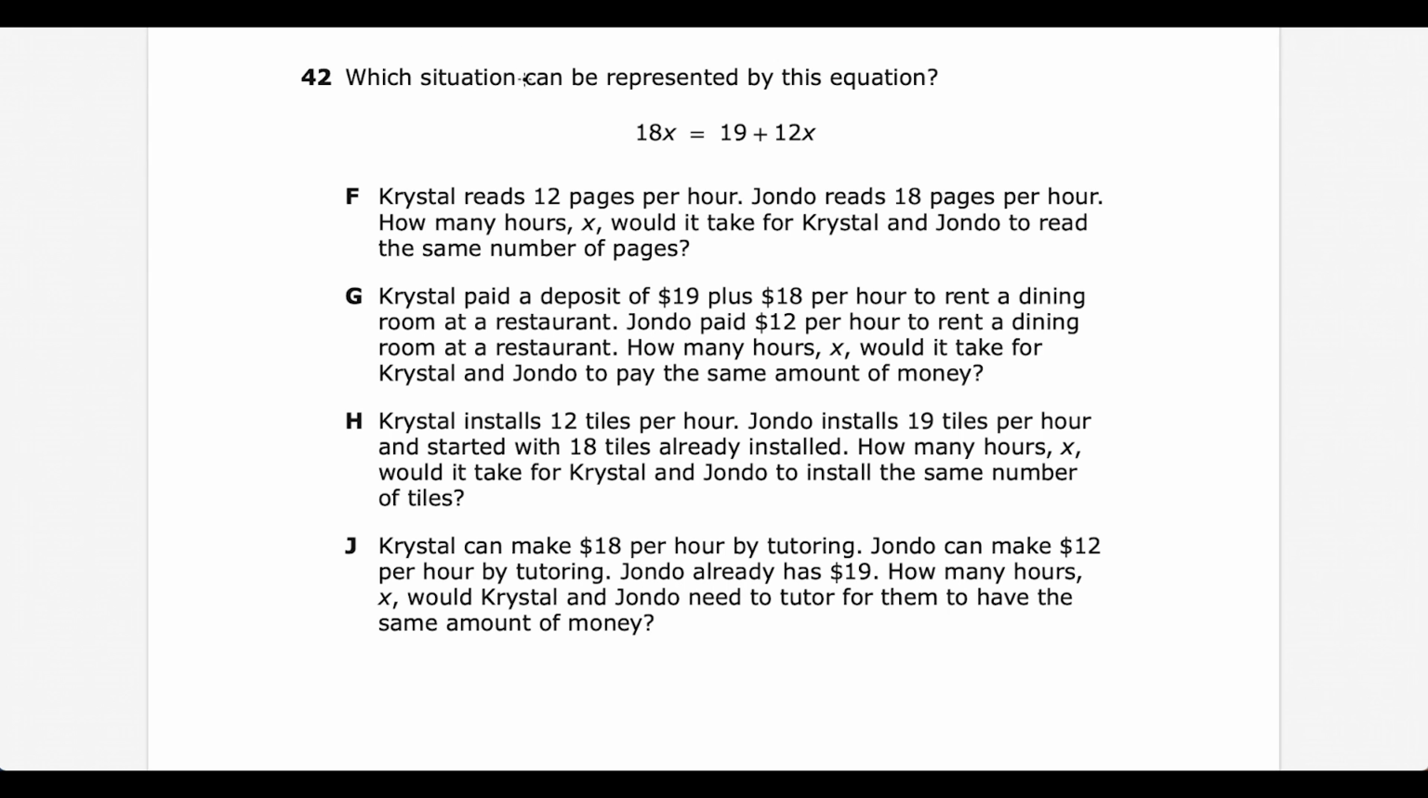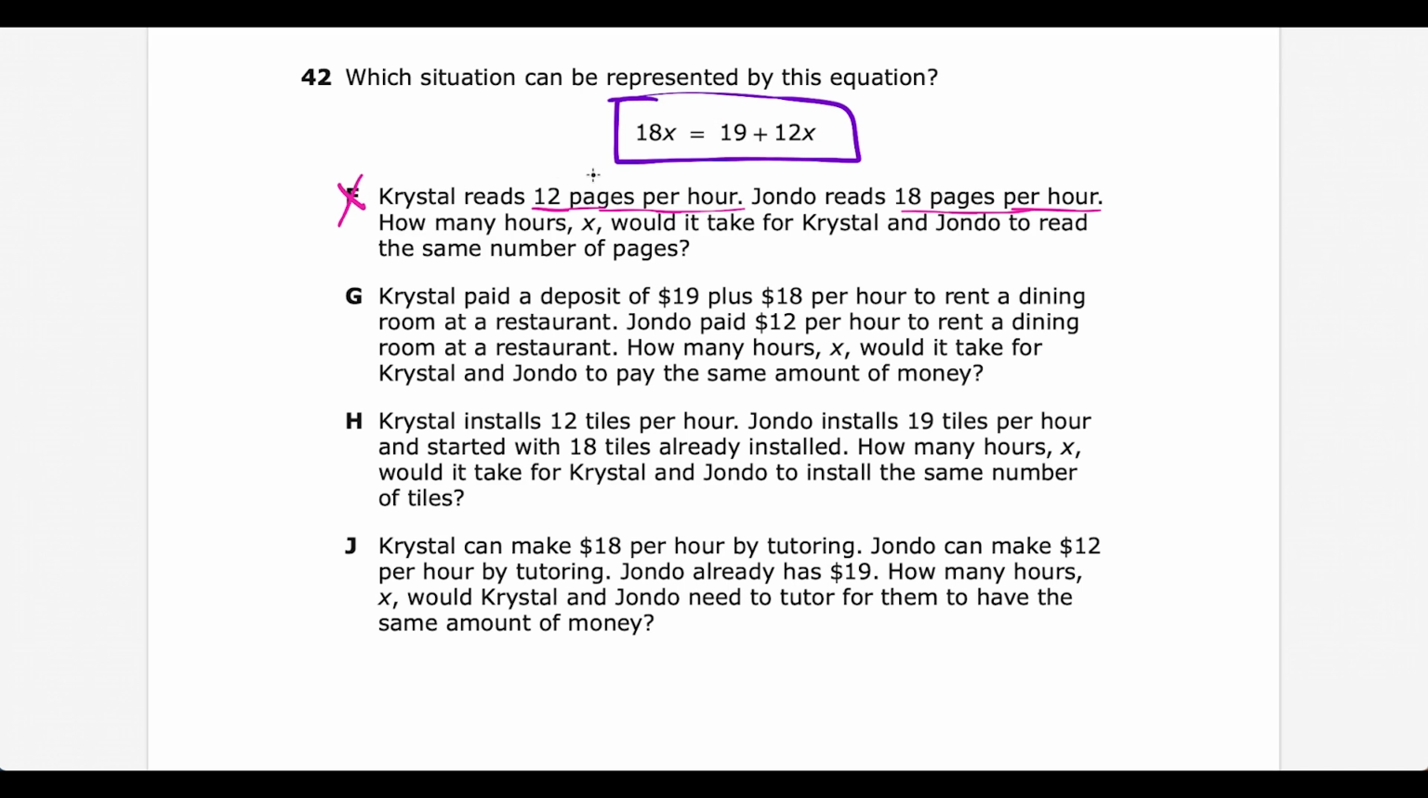Question 42, the final question. Which situation can be represented by this equation over here? So let's just read through these. We have first up, Crystal reads 12 pages per hour. John Doe reads 18 pages per hour. How many hours x would it take for Crystal and John Doe to read the same number of pages? This choice does not make any use of the 19 here.